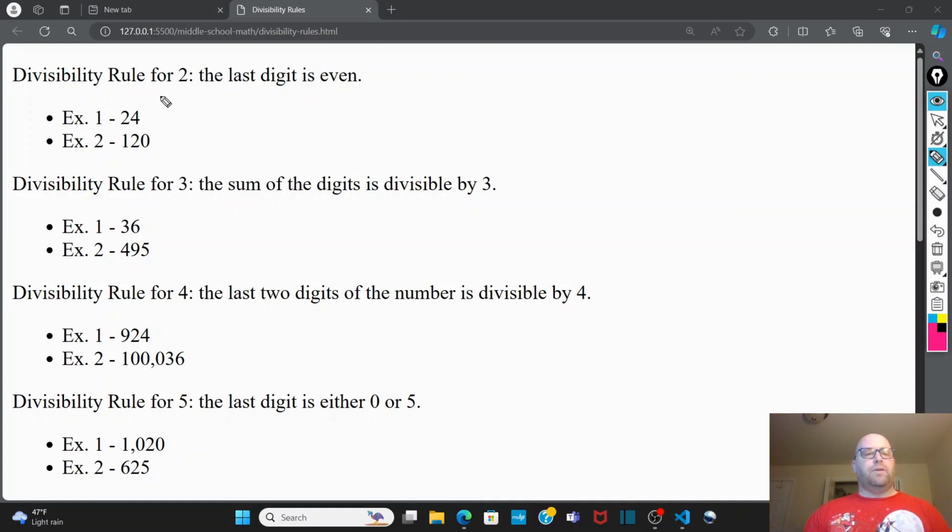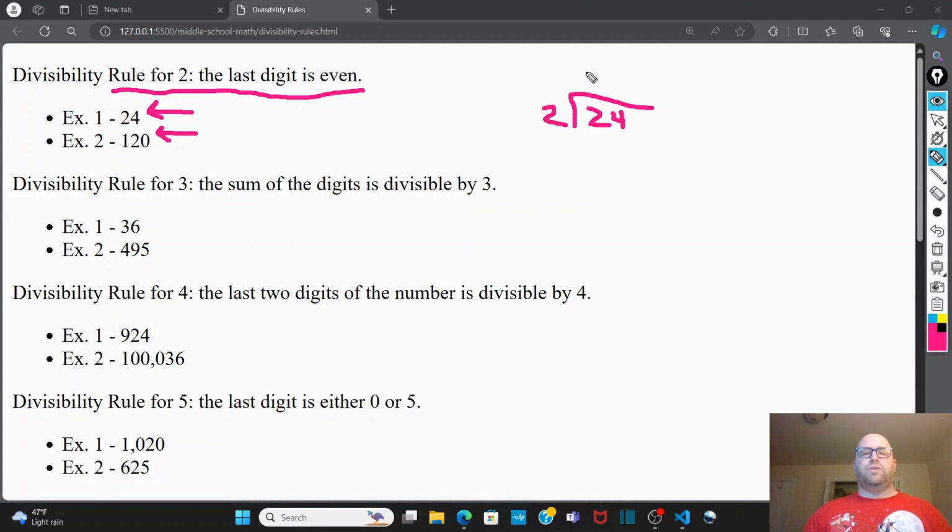So the divisibility rule for the number 2 is that the last digit is even. I've got two examples here, 24 and 120. To help you see this is true, it's not really proving it, but let's divide these numbers by 2. So we'll do 24 divided by 2.